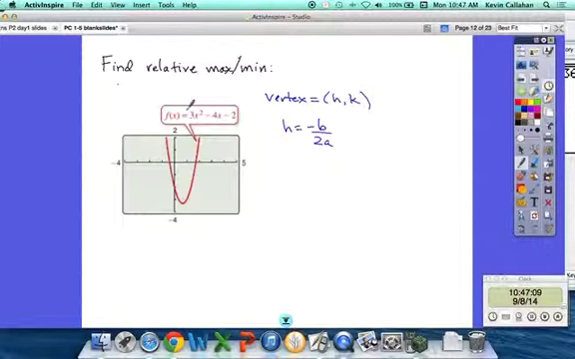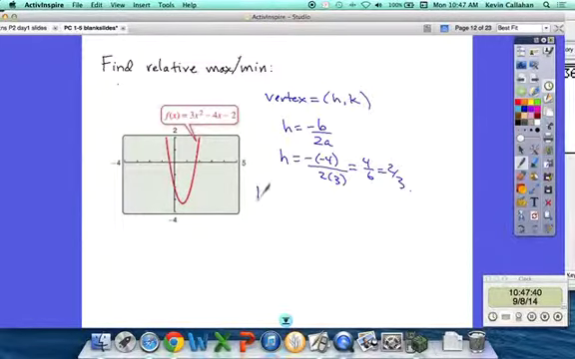So let's see. h equals negative 4 divided by 2 times 3, which is 4 over 6, which is 2/3. Now, that's the x value where that is occurring. Is that the actual maximum or minimum? No. The minimum value, since this one is opening up, will be what you get when you plug that in here. So plug it in.